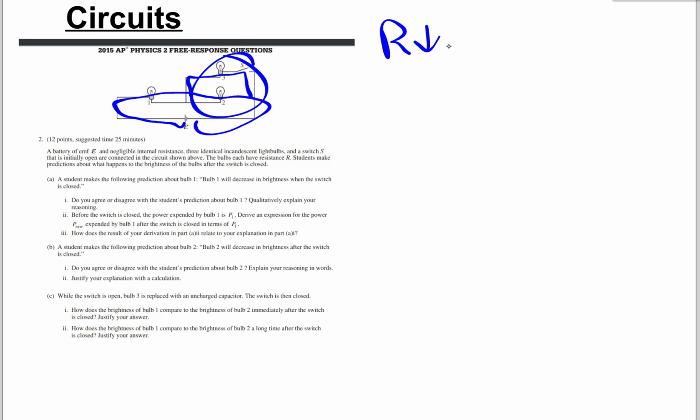That means the total resistance is going to decrease, so the overall current for the circuit is going to increase. That means the current going through light bulb number one is going to increase. So will bulb one decrease in brightness? No, it's going to increase in brightness. Part two: before the switch is closed, the power is P1. Derive an expression for the power P new expended by bulb one after.